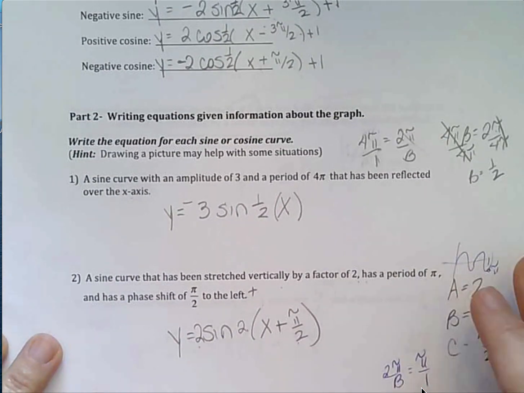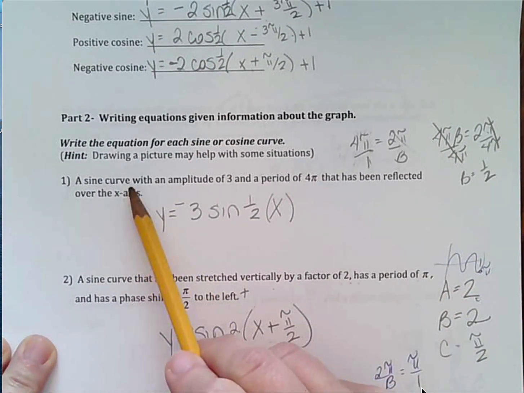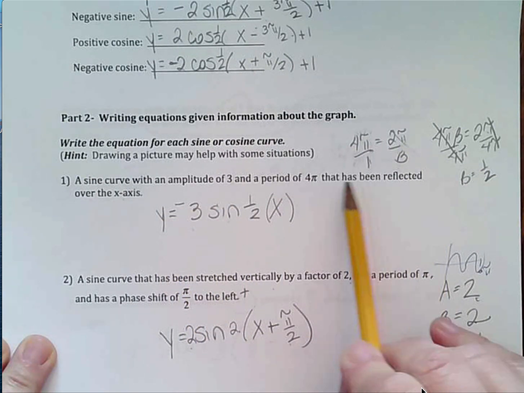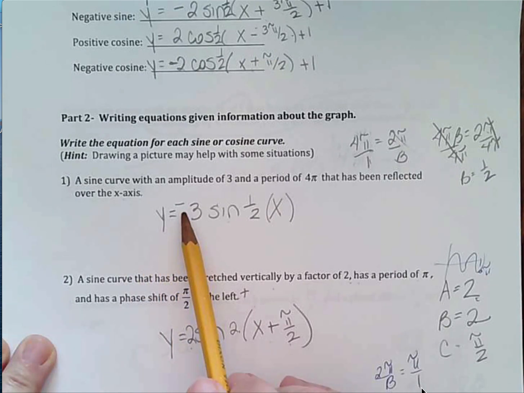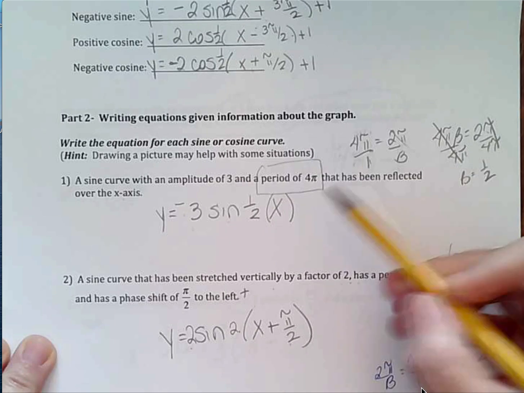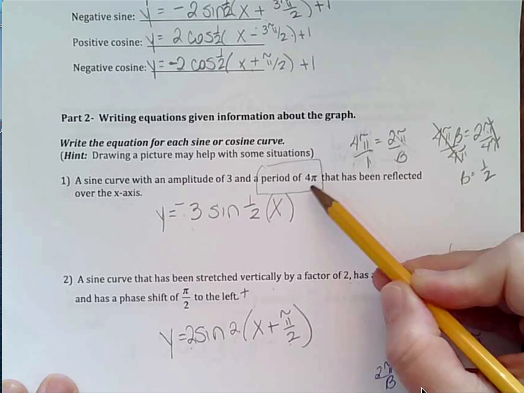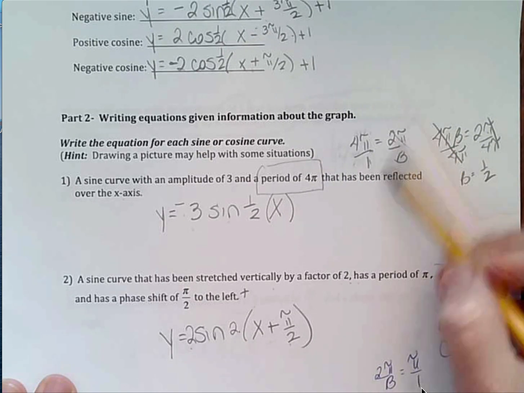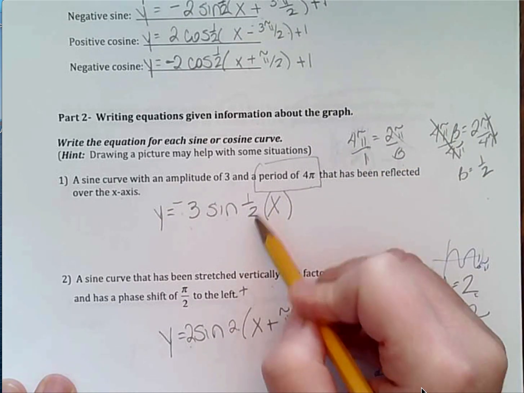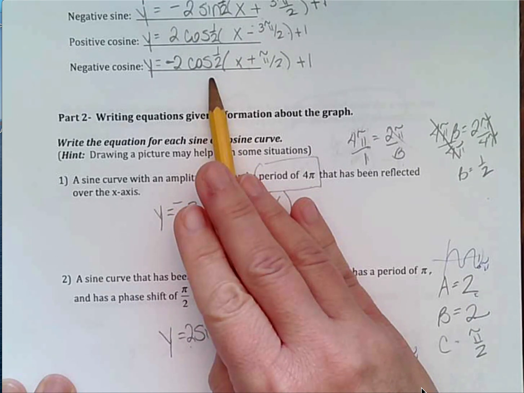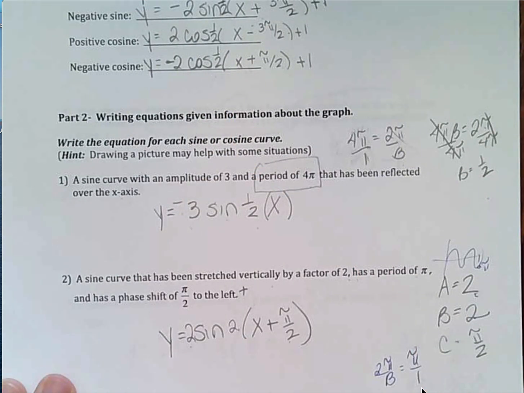So let's do 1 and 2. Sine curve, amplitude of 3. It also says that it's been reflected over the x-axis, so there's your negative 3. And here we have our period. Okay, so period is pi over 4, so I plug that in for the word period in your formula, is equal to 2 pi over b, cross multiply, b is 1/2. We just did that, right? Because there's the period, right? That was also pi over 4, and we got b is equal to 1/2.